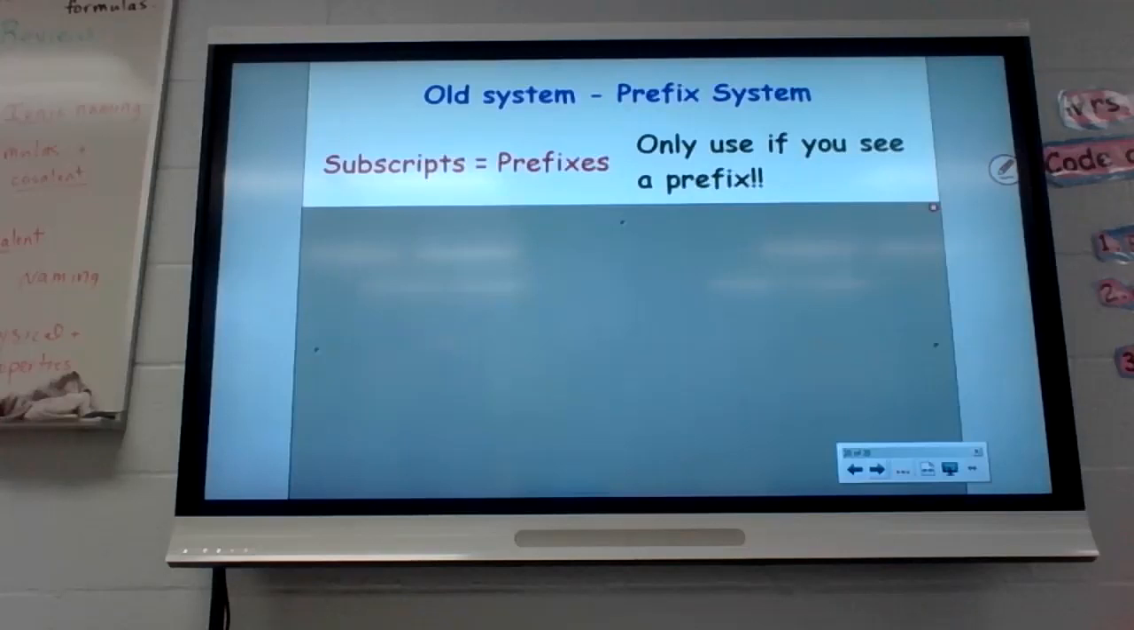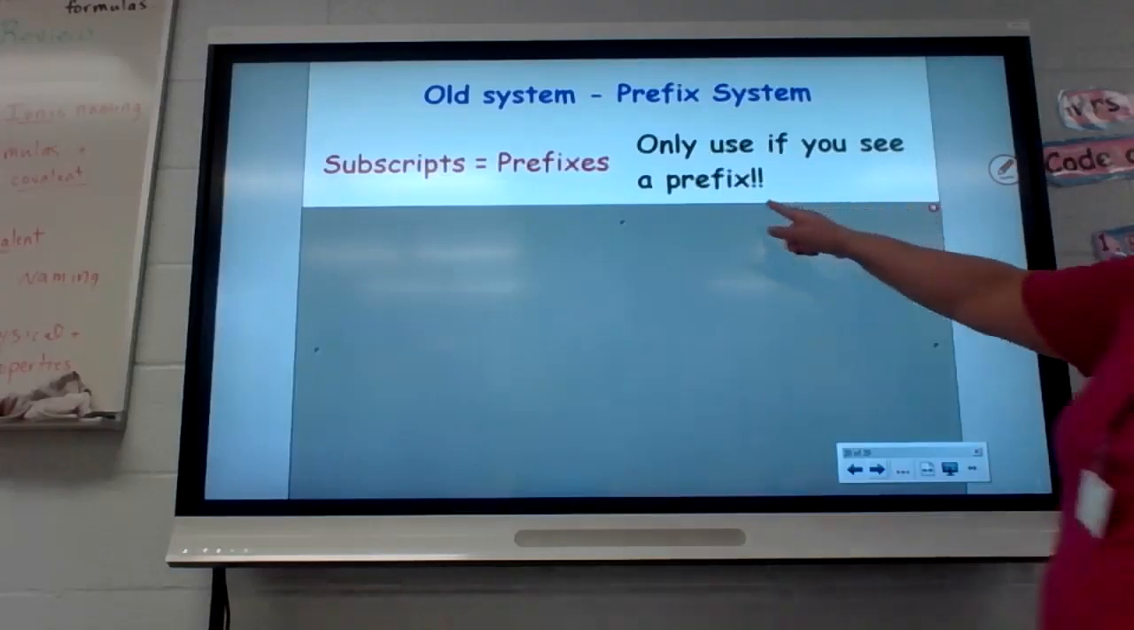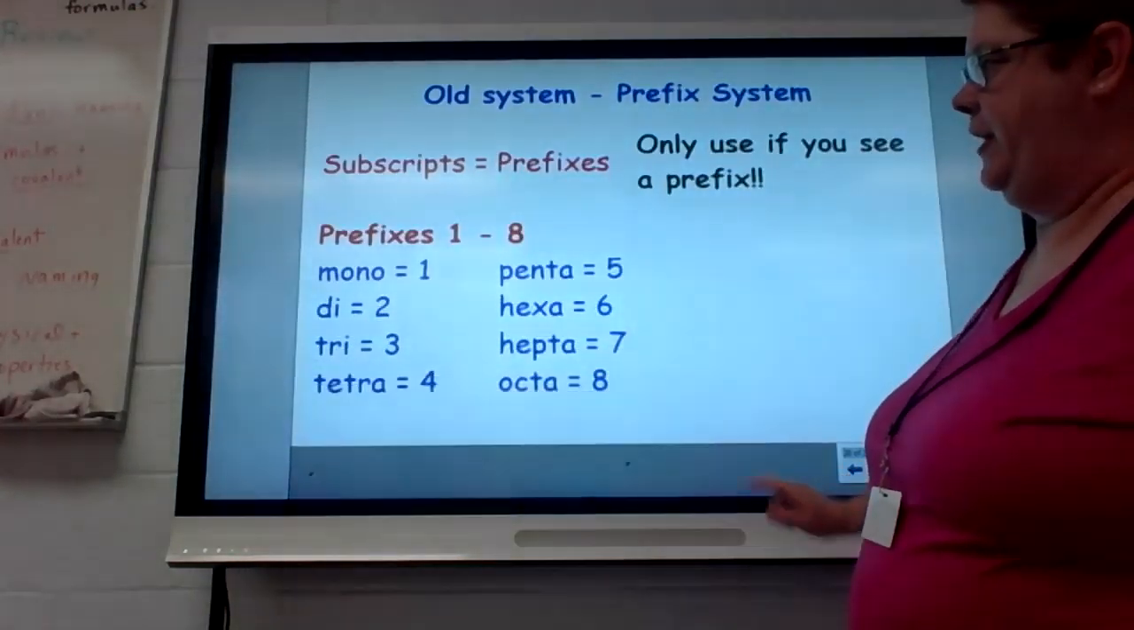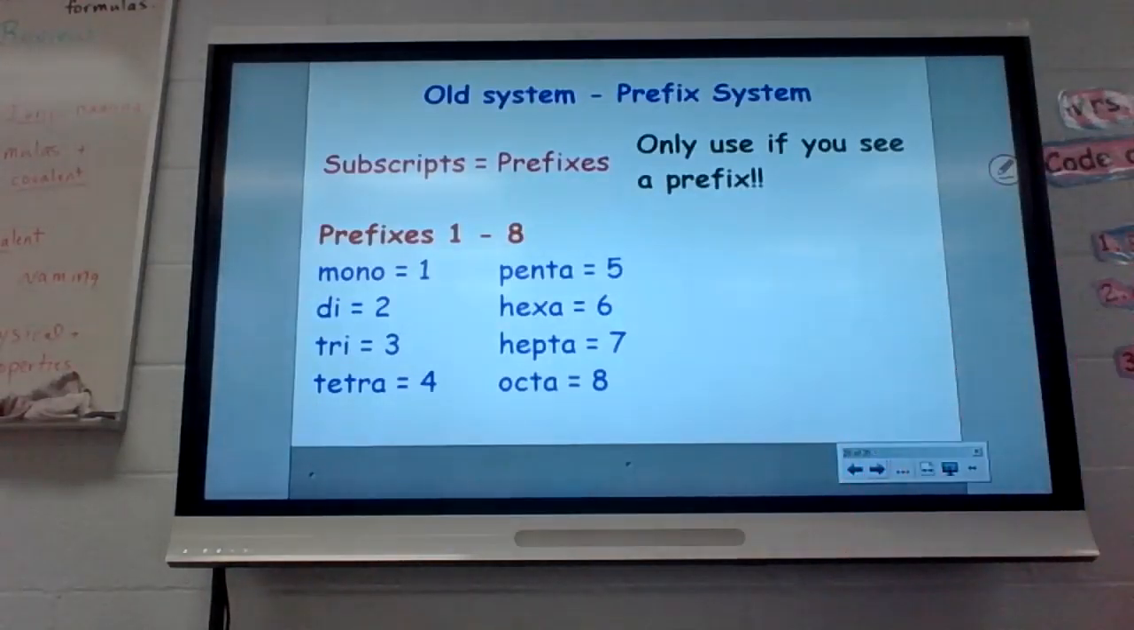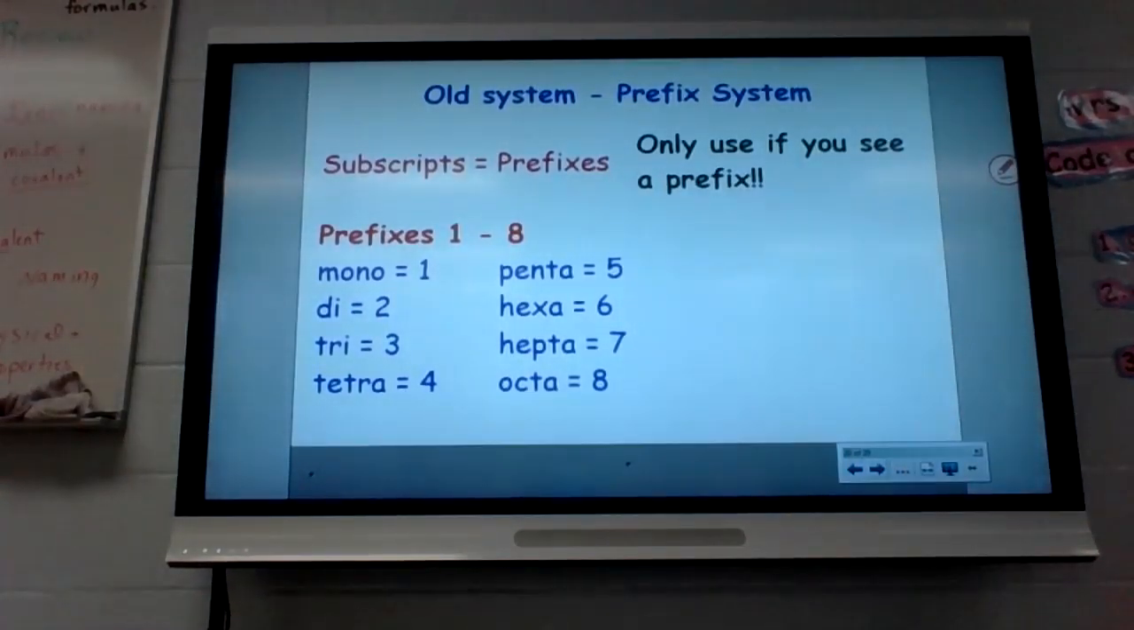Die is the prefix. The prefixes we're going to use are these. Mono is 1. Die is 2. We have to write that if we know it.